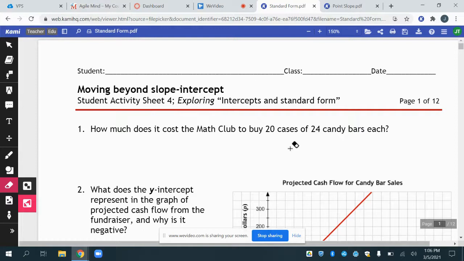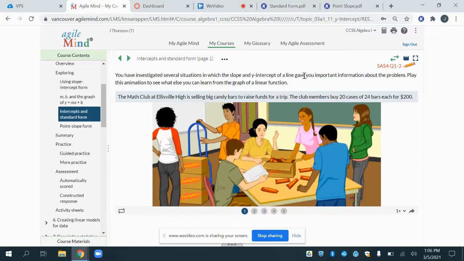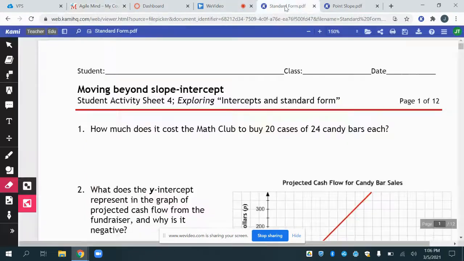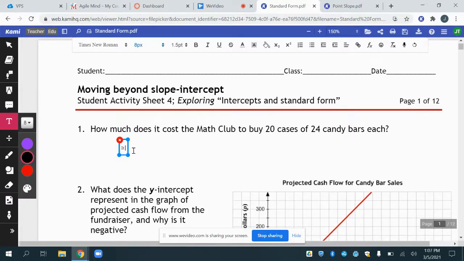All right, so now we're talking about Math Club and 20 cases and 24 bars each. Let's talk about that. We have a Math Club using slope intercept. They're selling candy bars to raise money. The club buys 20 cases and 24 bars each for $200. How much does it cost for 20 cases and 24 bars? $200. Oops, I gotta make this big again because I just zoomed out.